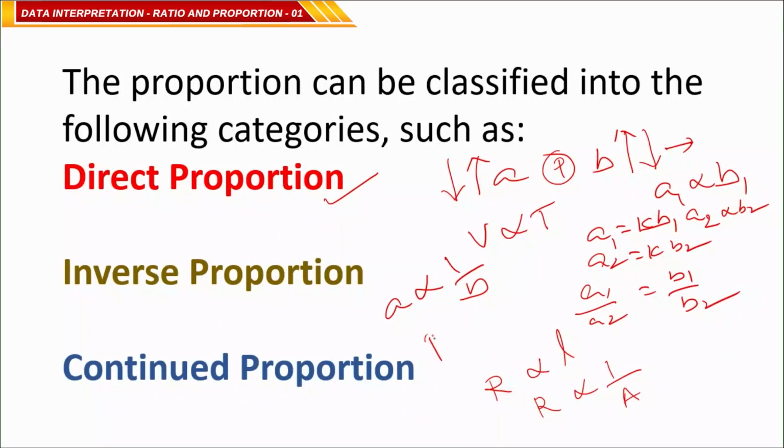Already I said P is proportional to 1 by V. At constant temperature, when the pressure increases, the volume decreases. This is called Boyle's law. Clear? So like that you can say about inverse proportion. So when P is proportional to 1 by V, then we can say PV is constant, or you can say P1 V1 is equal to P2 V2. That is called inverse proportion.